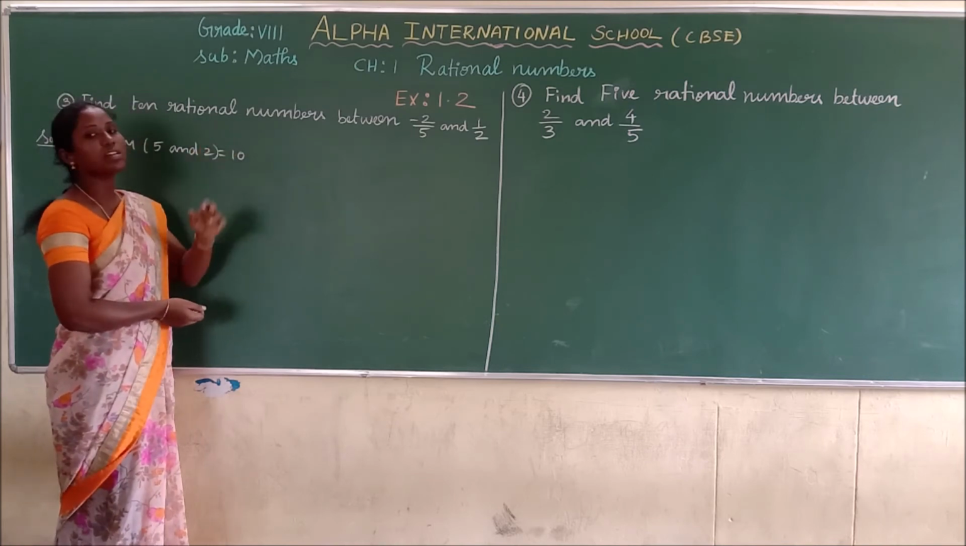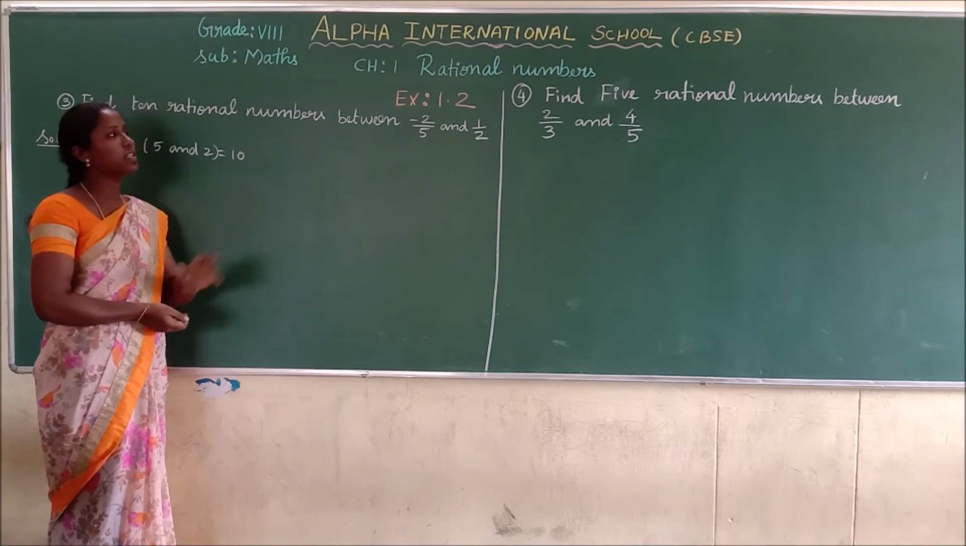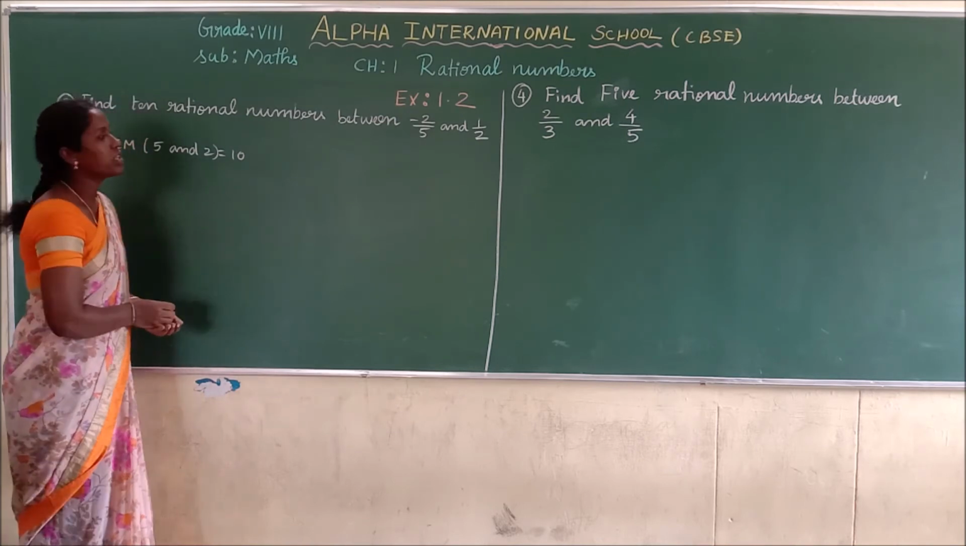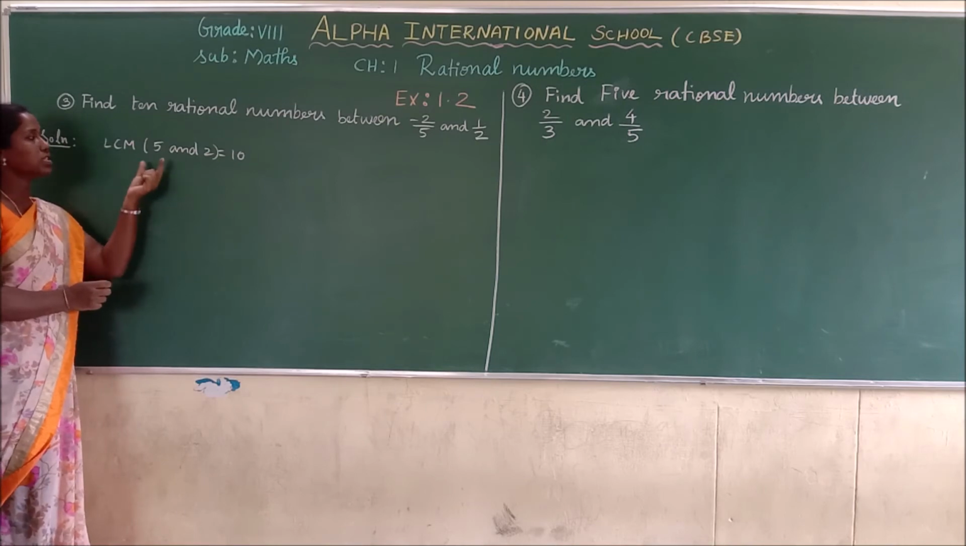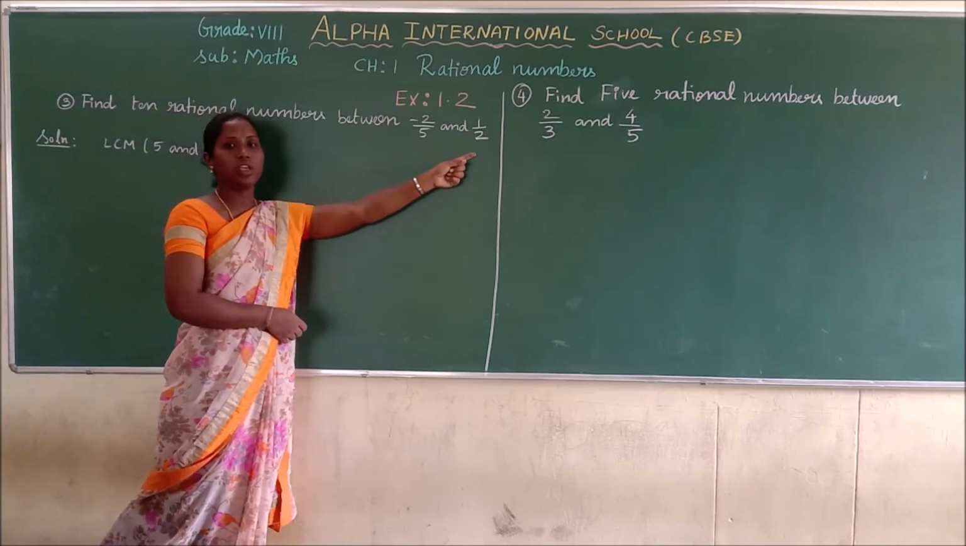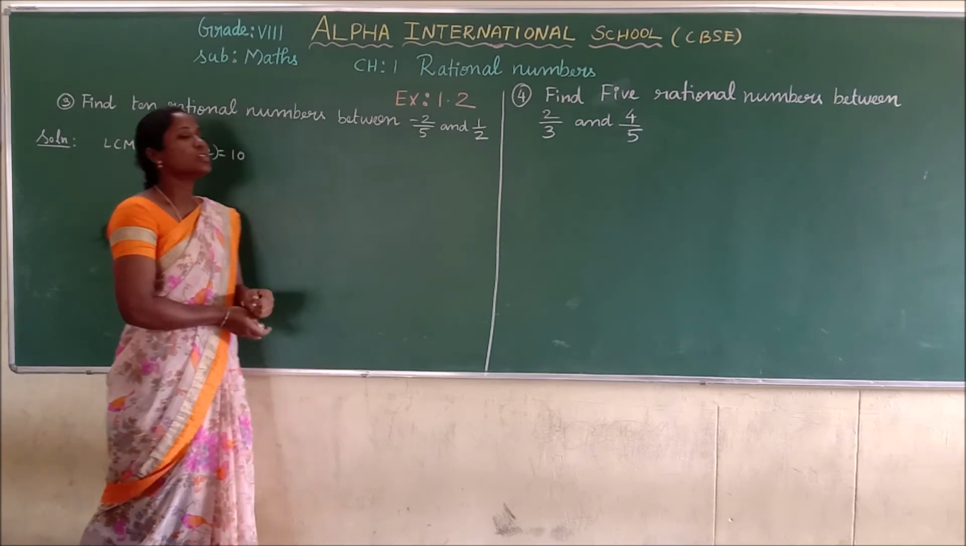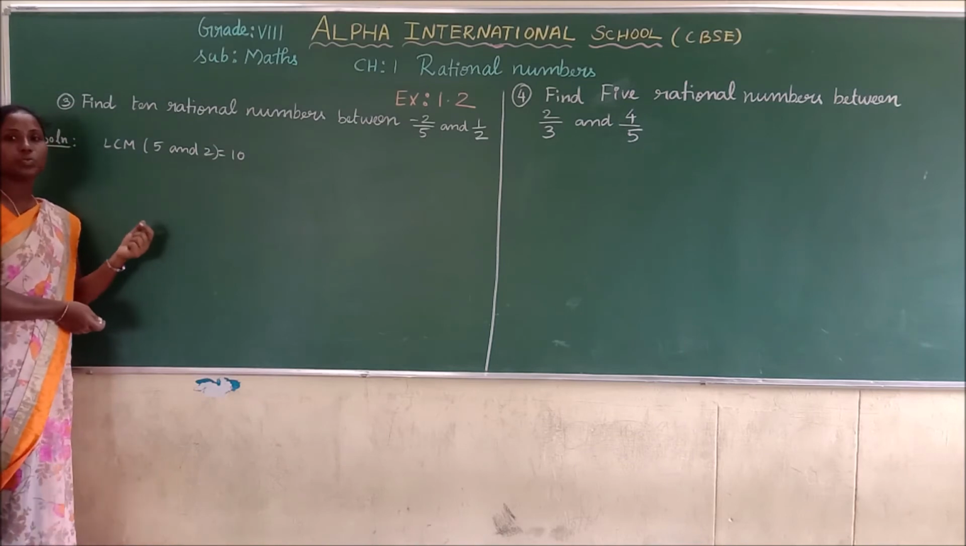Here they are asking for 10 rational numbers, so we are going to use method 2 to find the 10 rational numbers between the given rational numbers. For that, first we have to see the denominators of the given rational numbers. What is the denominator here? 5 and 2. They are not equal, so we are going to equalize the denominators of the two given rational numbers. So we are going to take the LCM.